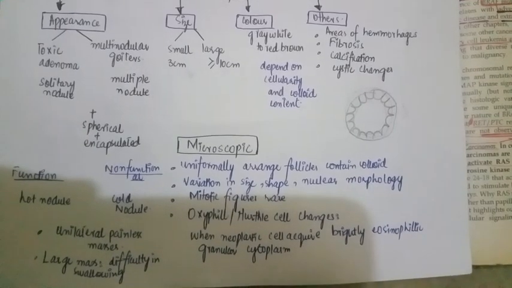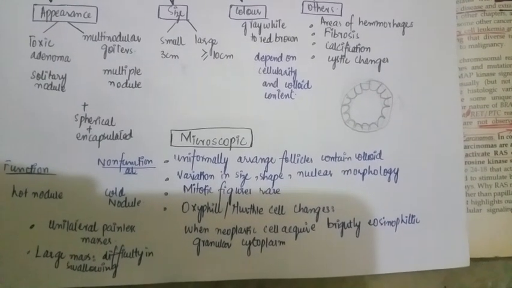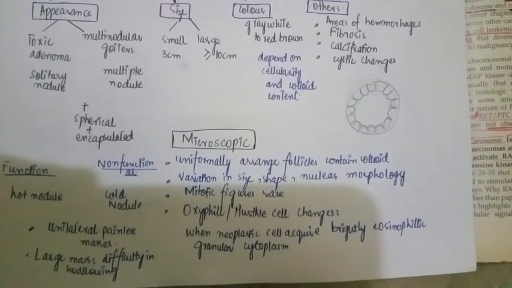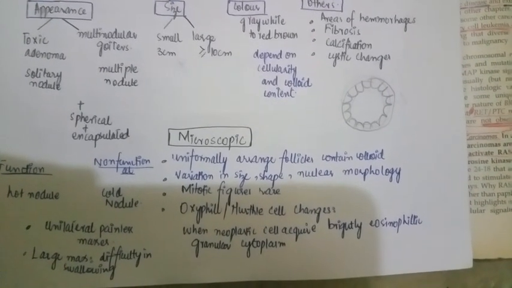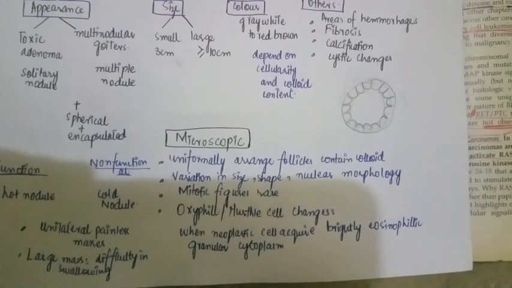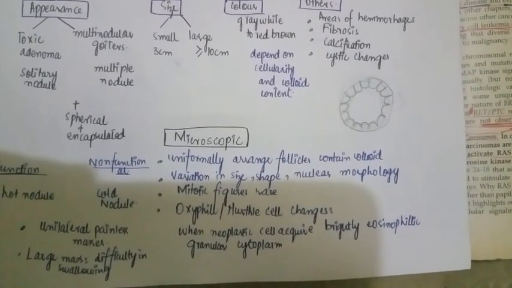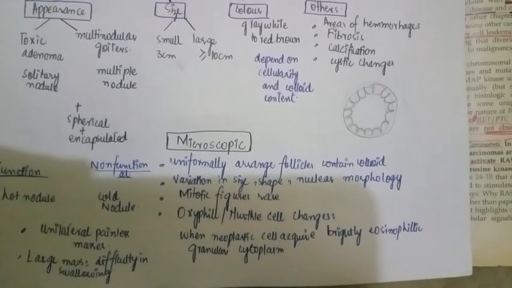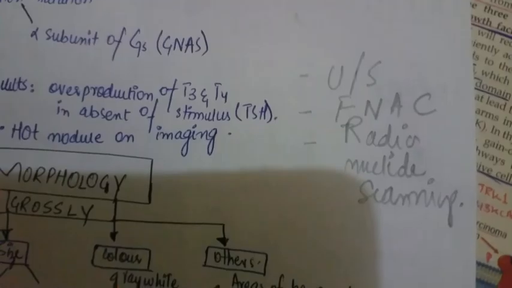What is meant by the hot nodule and the cold nodule? Hot nodule means if it takes the large amount of radioactive iodine than the normal parenchyma, it's known as the hot nodule. If it takes the normal or the low amount of radioactive iodine similar as the normal parenchyma, this is known as the cold nodule.